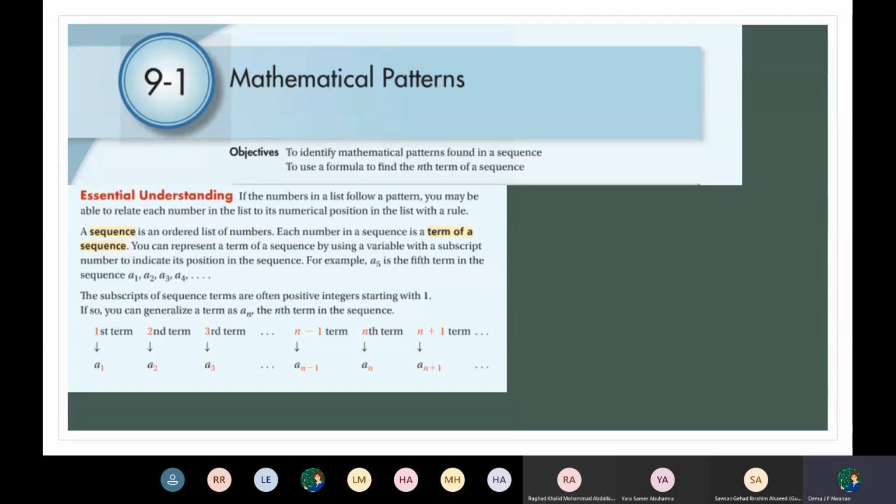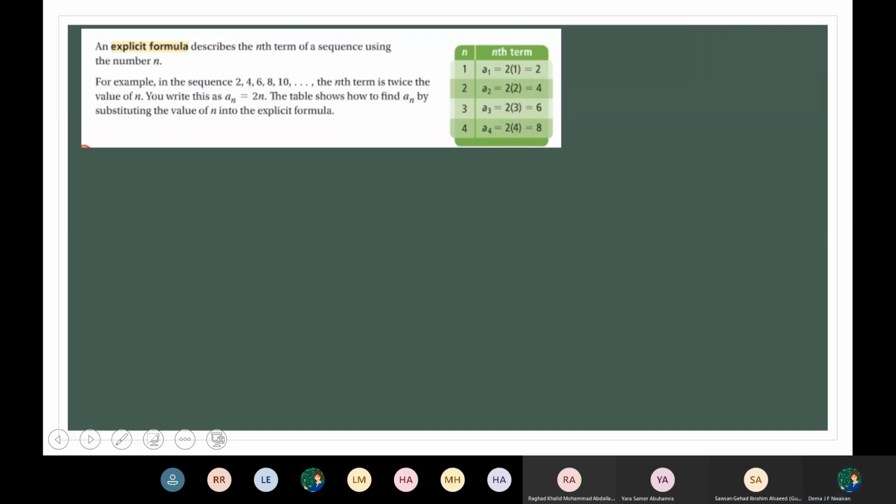Now, we talked about the mathematical patterns, and we say that we have two types of formulas. First, we talk about the sequence. We say that it is an ordered list of numbers, and we have two types of formulas: explicit and recursive formula. For the explicit formula, I need to describe the function.